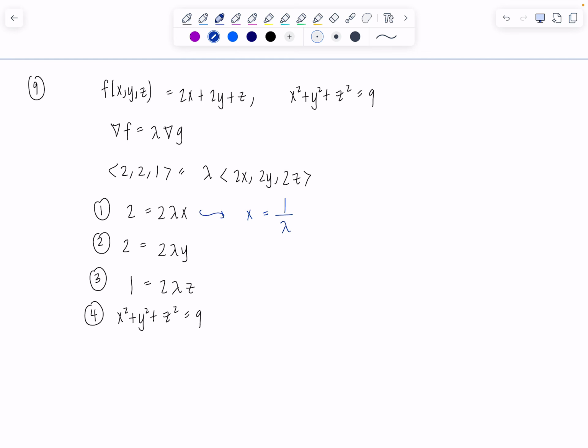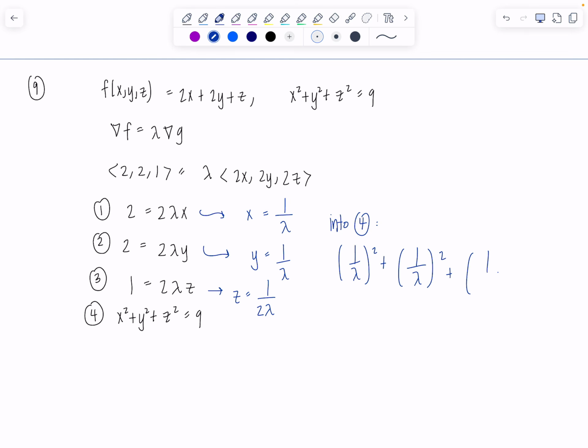Okay, so on that note, I'm going to say x equals 2 over 2 lambda, which is 1 over lambda. y would be the same. And then z would be 1 over 2 lambda, or 1/2 times 1 over lambda. Let's just leave it like that. Okay, so all of these into equation 4, and we should be good to go, right? So 1 over lambda squared plus 1 over lambda squared plus 1 over 2 lambda squared is 9. And then this is going to be 1 over lambda squared plus 1 over lambda squared plus 1 over 4 lambda squared is 9. What would you do to solve next?